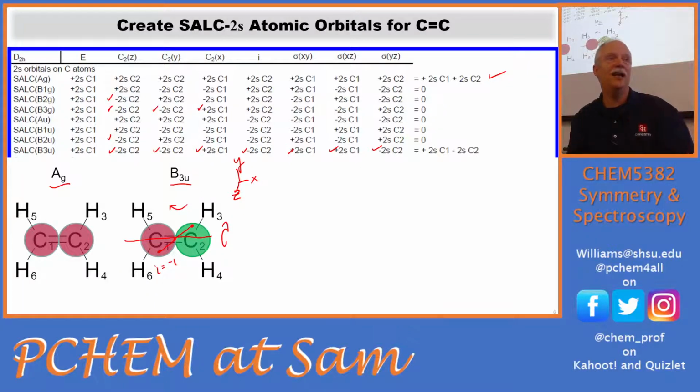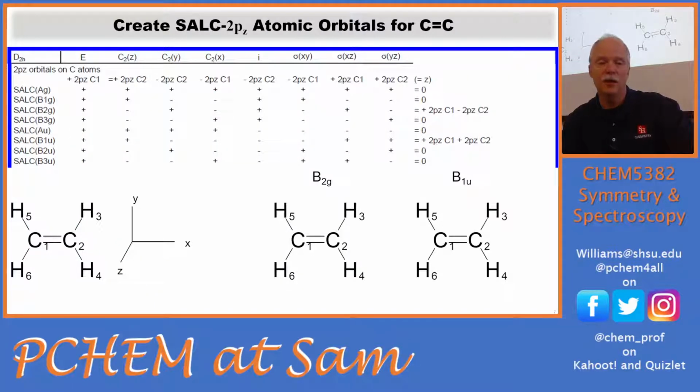Questions on that before we add in a p orbital, because the p orbitals are a little more complicated? You'll do this for the oxygen and you're going to get pretty much the same results but a different character table. You only have 4 rows. Okay, so it'll be much easier.